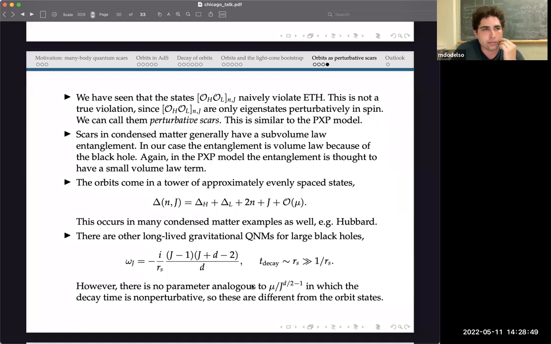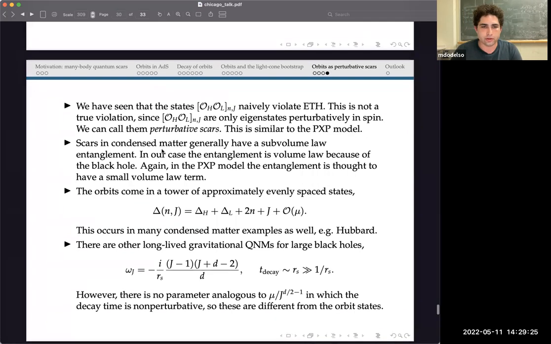And in fact, this is similar to one of the models considered in condensed matter called the PXP model. This is actually the model that models the experiment I discussed at the beginning with the chain of Rydberg atoms. In that model, we also don't have true scars, and they're expected to eventually thermalize. So it's a similar situation.